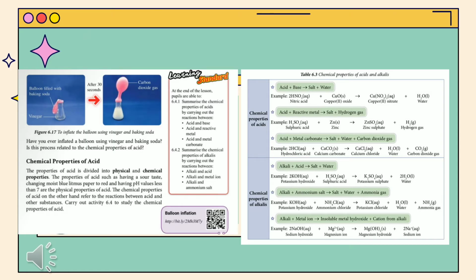Subtopic 6.4 is where I think chemistry is awesome stuff. In this subtopic, students will learn how to formulate the chemical properties of acids and other substances by carrying out reactions. There are two types of properties, which are physical and chemical. Students will learn and find out about the chemical properties of acid, alkali, reactive metal, and also metal carbonate.